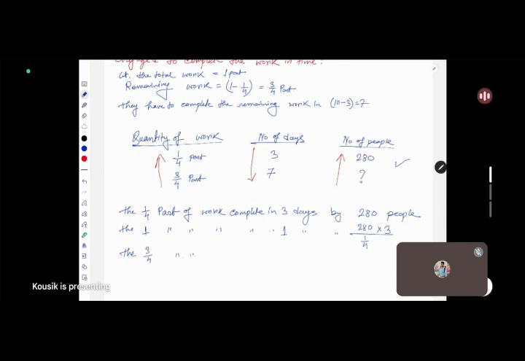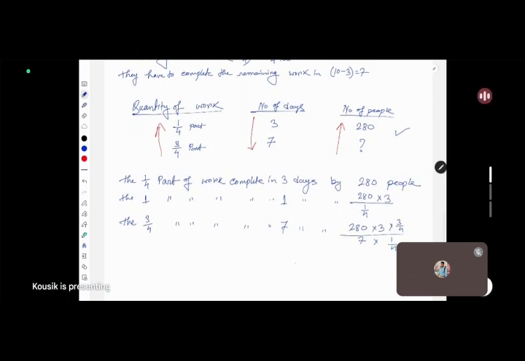So the 3/4 part of work complete in 7 days by, so এখানে 7টা হয়ে যাবে ডিভাইড, আর এইটা হয়ে যাবে মাল্টিপ্লাইড। So we may write it in that form: 280 into 3 by 7 into 3 by 4 into 1 into 4. Okay. Now cancel out and find the answer.